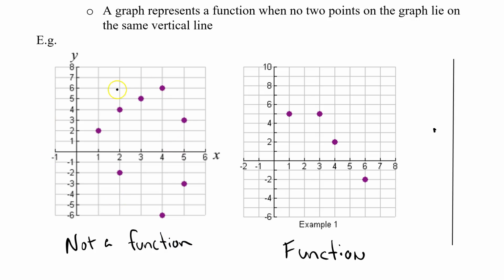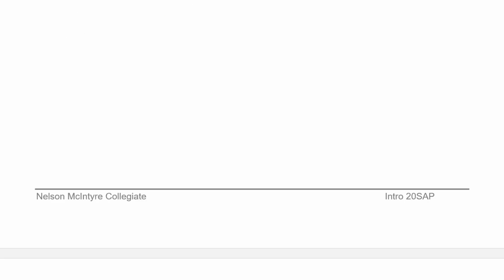So example 1 was a function, and example 2 was not a function. So another way we can test for a function is the vertical line test. Okay, let's flip the page here.